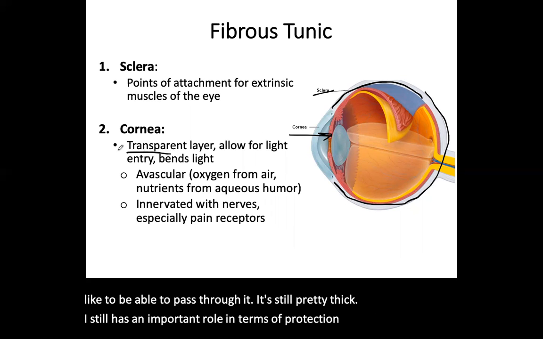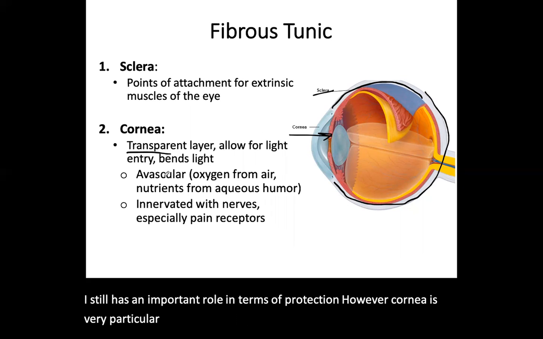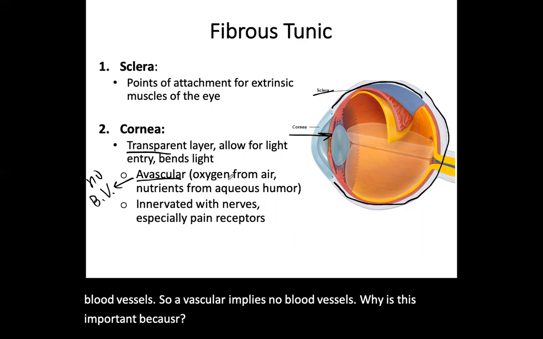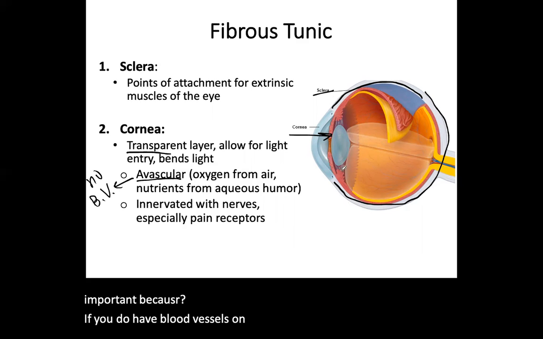However, the cornea is very particular in two ways. First, it's identified as avascular. There are no blood vessels. So avascular implies no blood vessels. Why is this important? Because if you do have blood vessels on the surface of the cornea, basically your vision will be blurred.